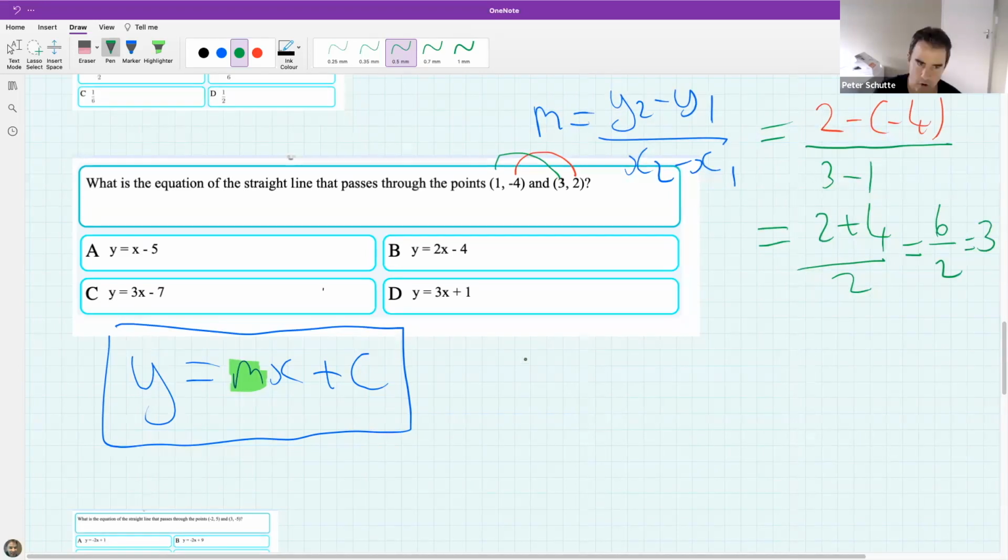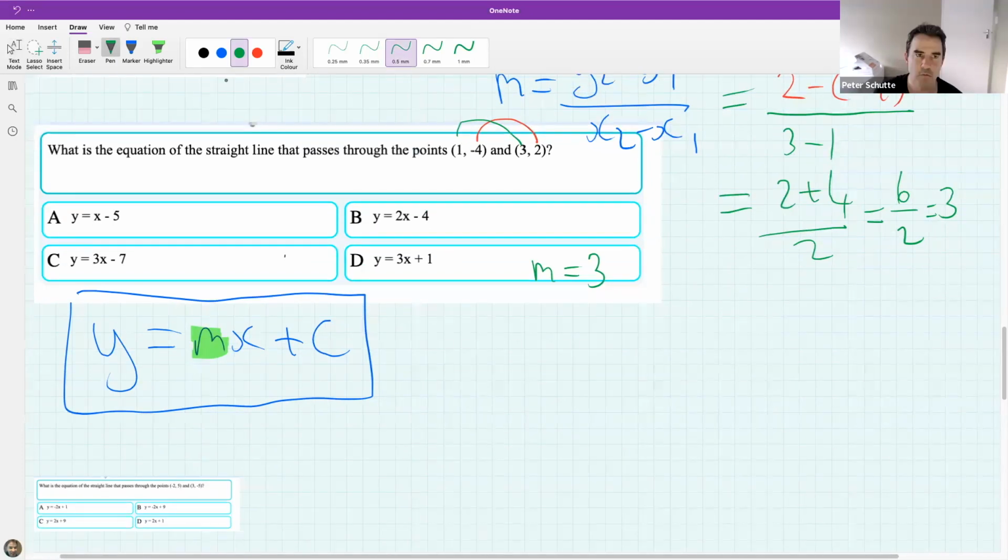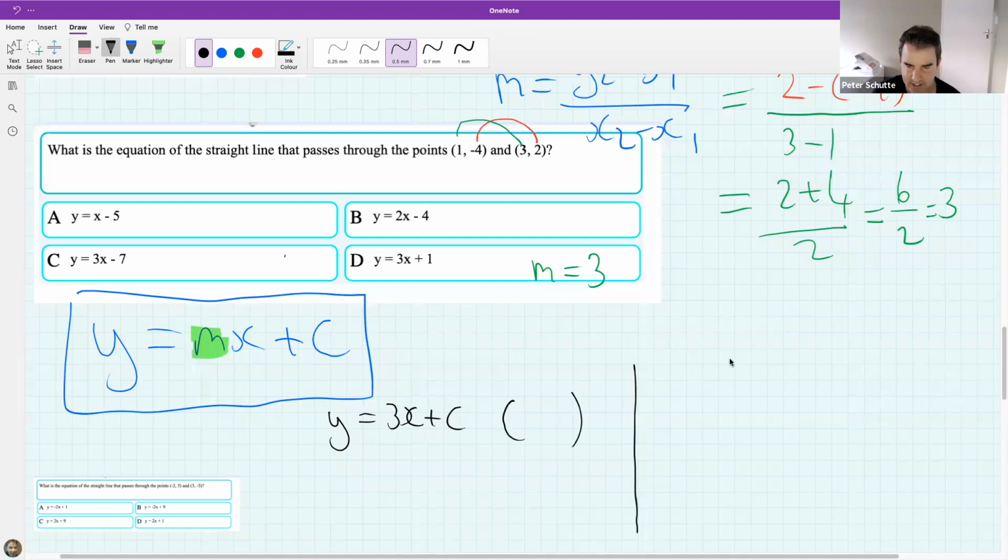Right, so we have figured out that the gradient is 3. Now, at this point, we have a choice. There are 2 methods we can use, and I'm going to show you both, and then in the next lesson, we carry on practicing. The one method is to write down y equals 3x plus c and use another point to help me find the c.